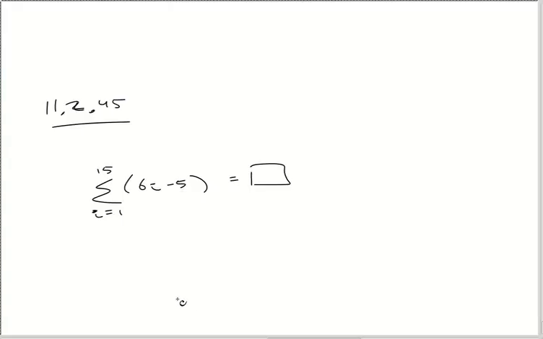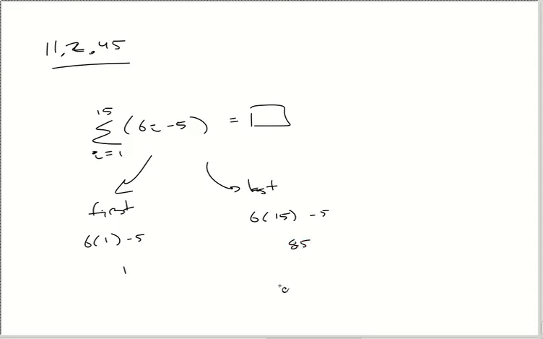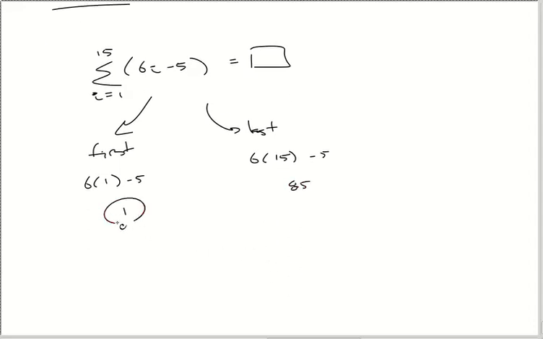So I want to still do it and show you what to do with the formula, of course. But we need, first off, our first term, and then our last term. And after that, it's super easy. The first term is when you plug in the 1. 6 times the 1 minus the 5. You actually get a 1 out of that. The last term is when you plug in the 15. 6 times the 15 minus 5. I got an 85.